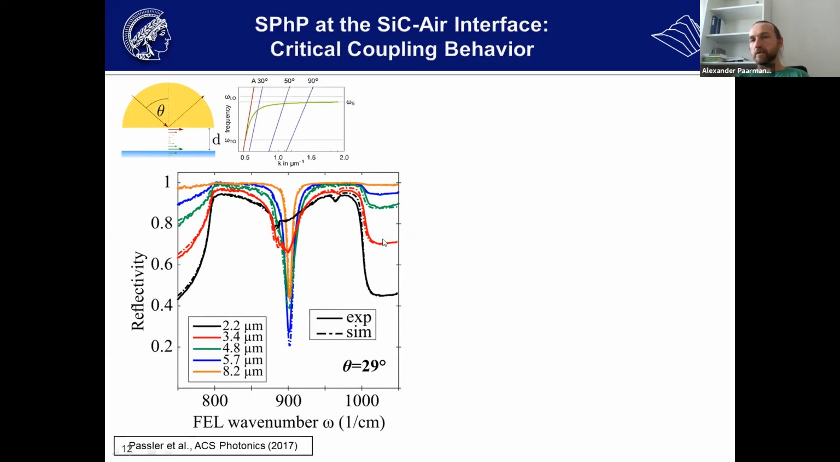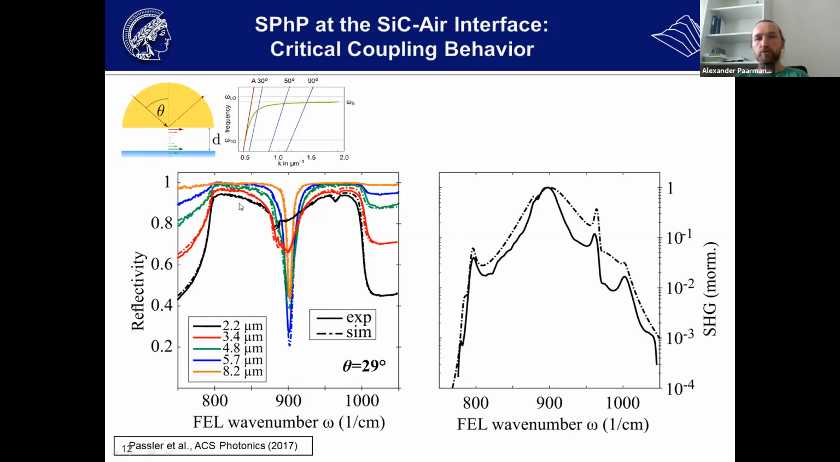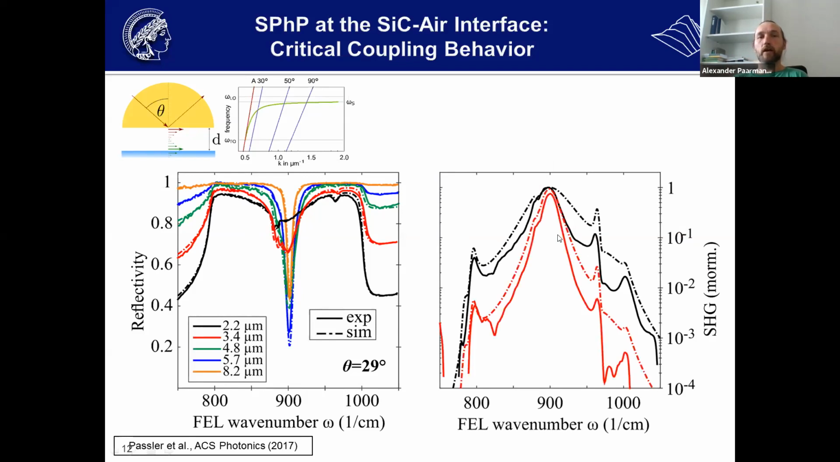All right, so this is the linear part. Now we did second harmonic in the same geometry simultaneously to the reflectivity. And here you see at first a second harmonic spectrum. This is a logarithmic scale, so there is a large peak even for this. So if we're really close, there's a large peak at the polariton resonance. And now as we go away with the prism, similar to the reflectivity, the peak gets sharper and sharper.